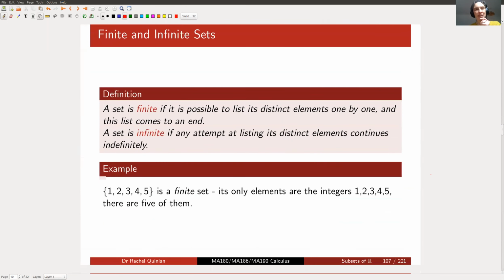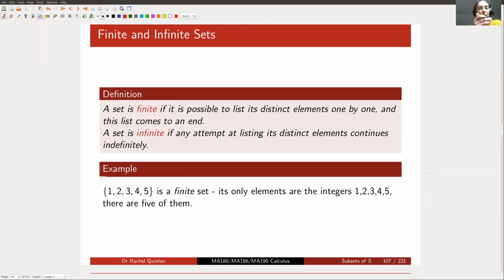Okay, so first of all, finite and infinite sets. So I guess we know what these terms mean because they're used in everyday life as well as in mathematics, but a set is finite if it's possible to list its distinct elements one by one and that list comes to an end. So the set of people at this meeting right now is a finite set. The set of students in the university is a finite set. The set of people registered in this course is a finite set. The set of integers between 1 and 10 is a finite set, but the set of rational numbers between 1 and 10 is not a finite set because there's infinitely many of those. Okay, so a set is infinite if any attempt at listing its distinct elements one by one continues indefinitely. So that's the distinction between finite and infinite sets.